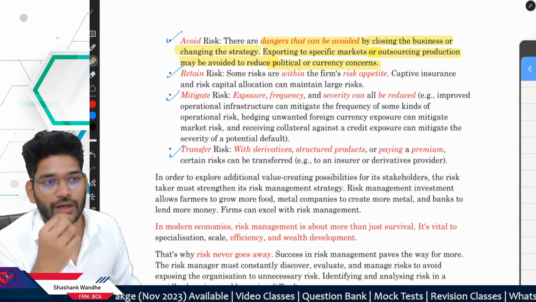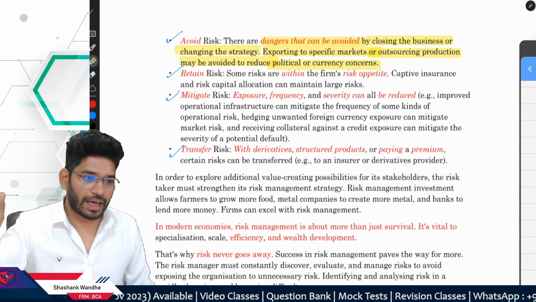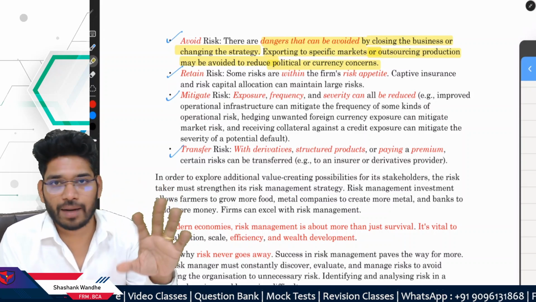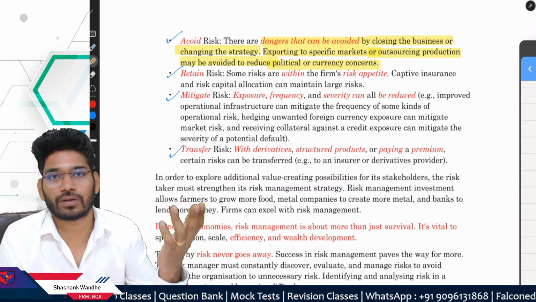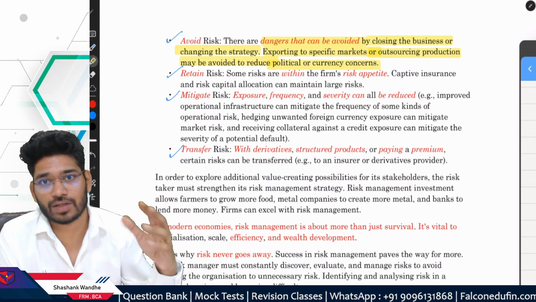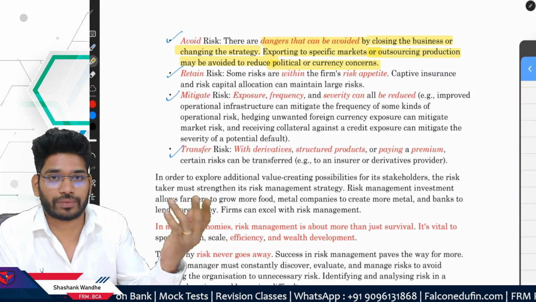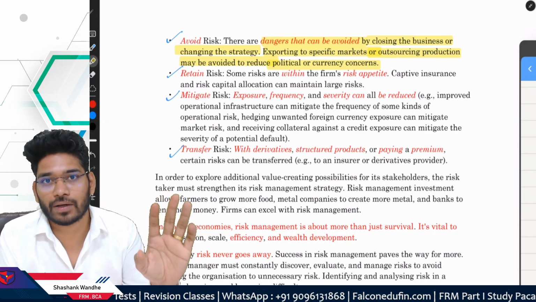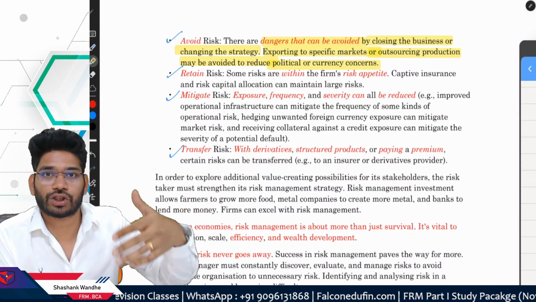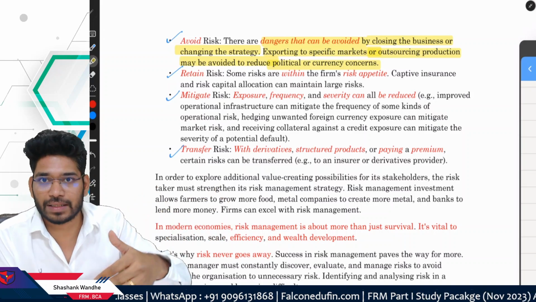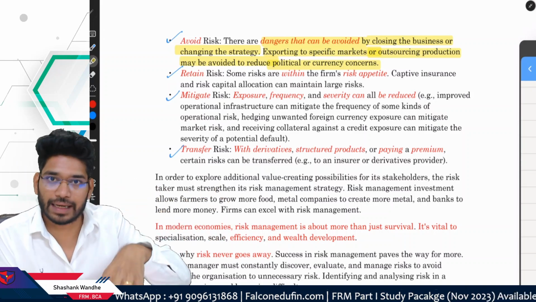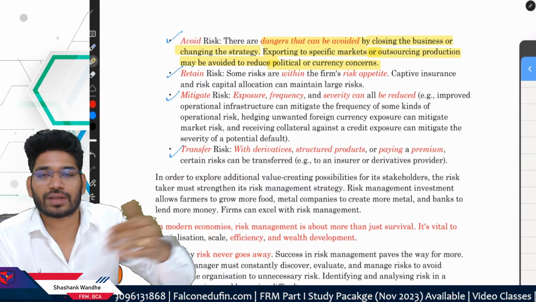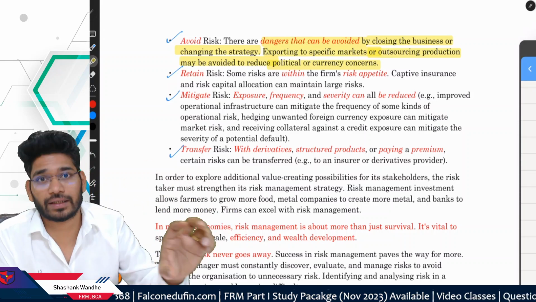changing some strategy. For example, from Apple Incorporation's perspective, say they had a plant in China first. Now they don't want to take that particular risk because in China we don't know what happens, right? So anytime anything can happen. So they wanted to avoid that particular risk. So what they did? They started shifting their manufacturing operations to India. Here they are changing their strategy to avoid the risk.